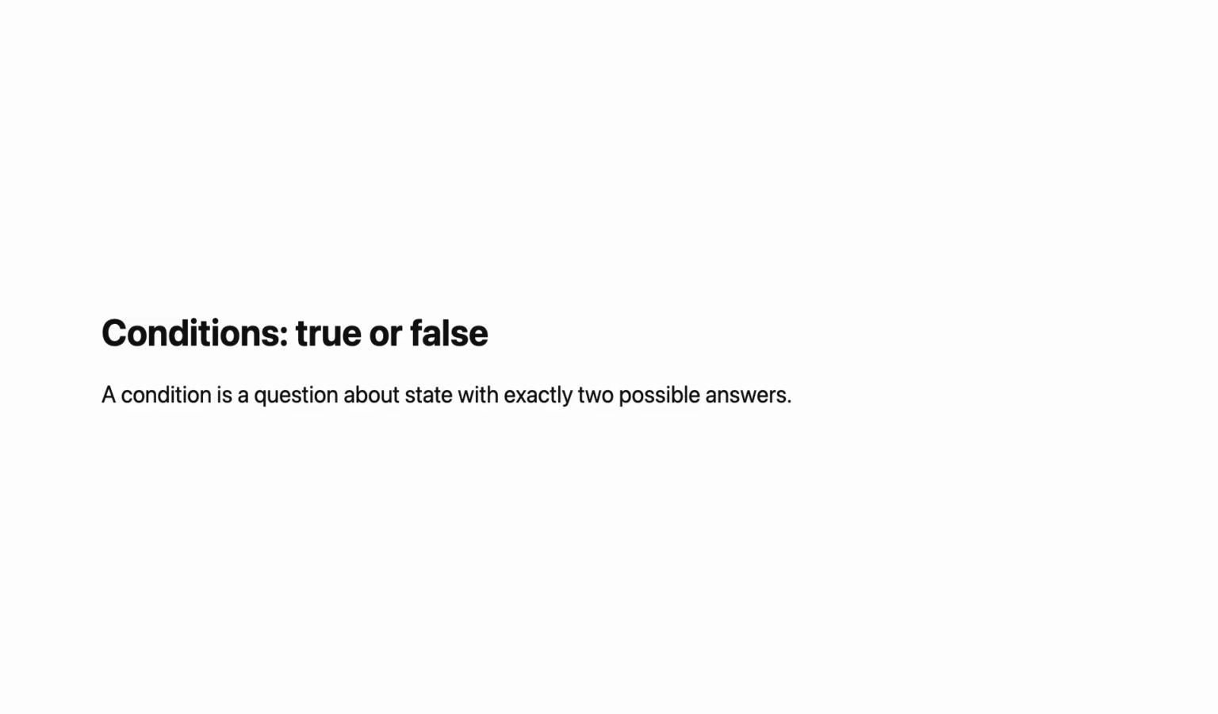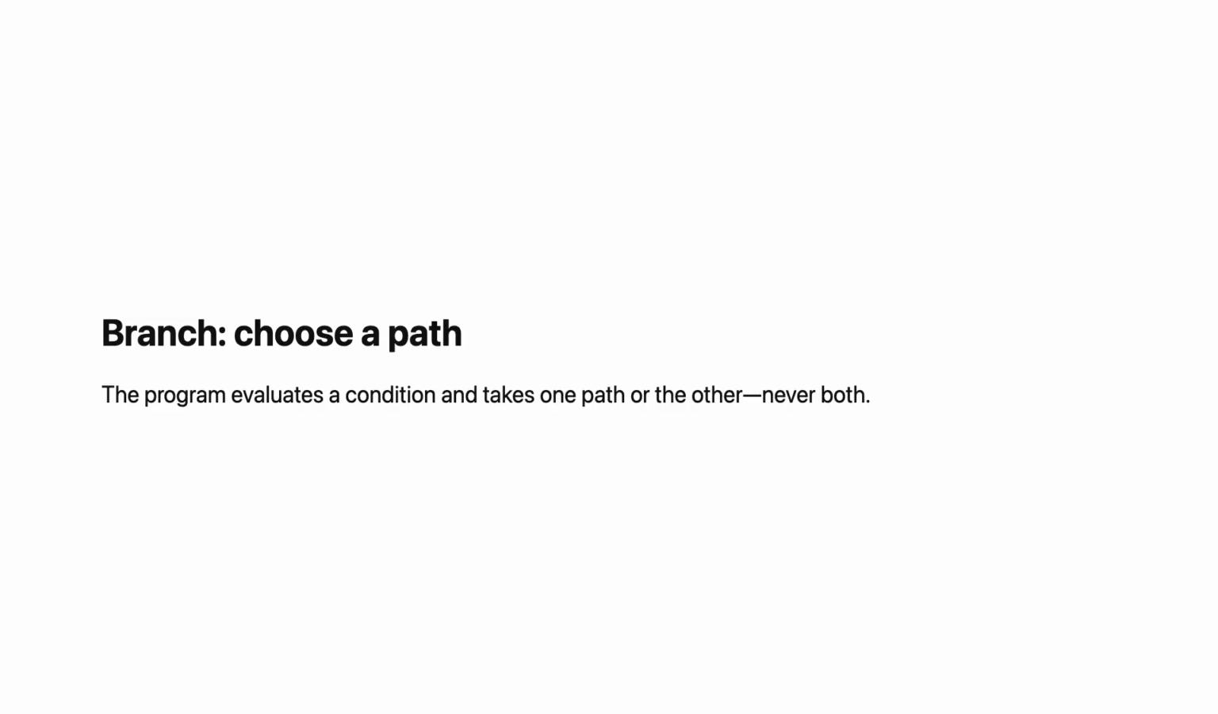Think of it like a fork in the road. You reach the fork. You look at the sign. The sign tells you: if your destination is north, go left. If your destination is south, go right. You evaluate the condition, where is my destination? And based on the answer, you choose a path. Programs work the same way. They reach a decision point. They evaluate a condition. Based on the result, they take one path or another.